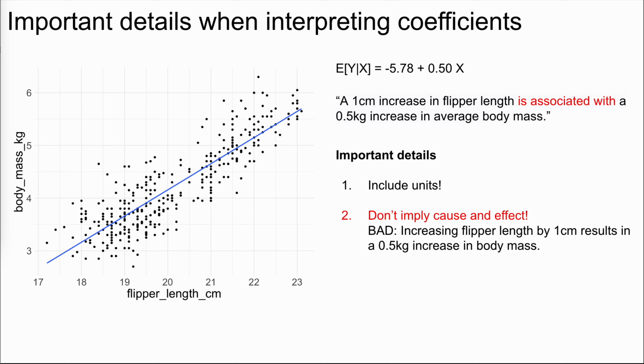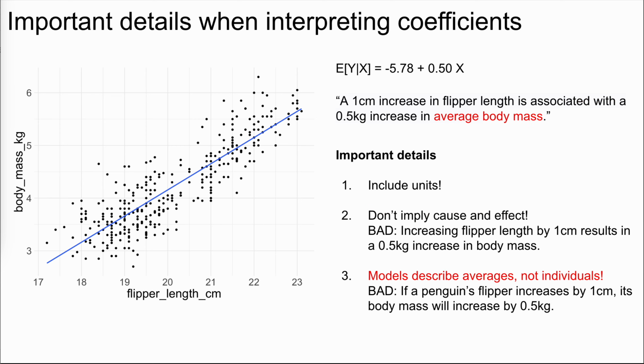Second, don't imply cause and effect. For example, we would not want to say something like, increasing flipper length by 1 centimeter results in a 0.5 kilogram increase in body mass. That phrasing implies a causal relationship between variables, whereas our original phrasing focuses on correlation or association.